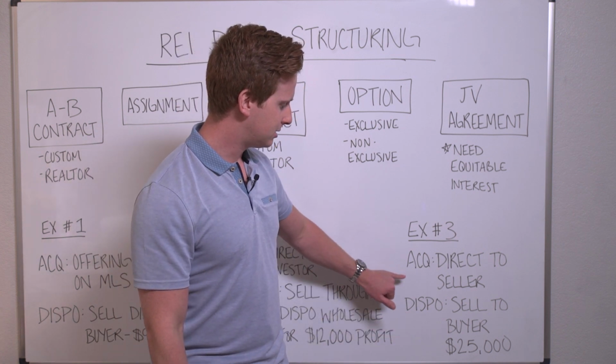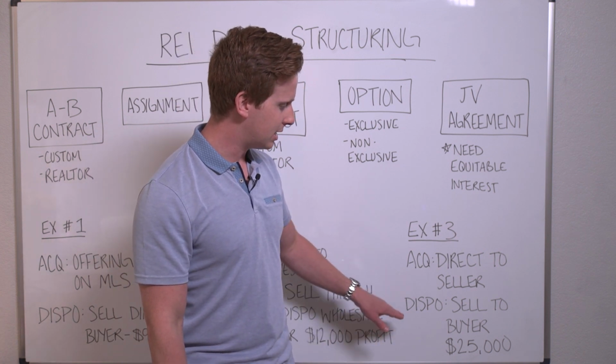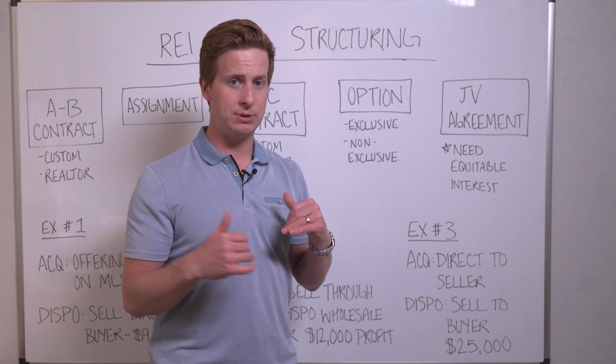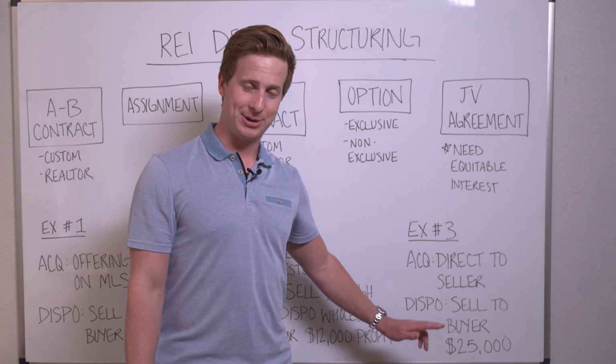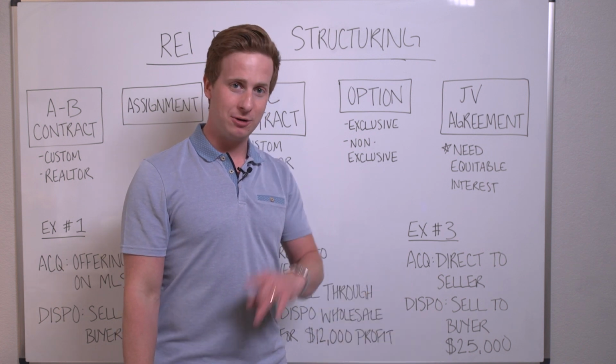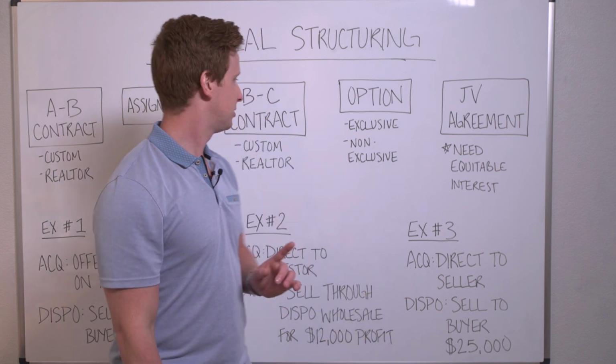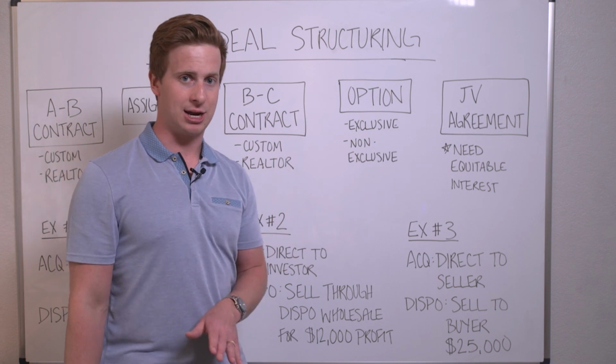So we did a custom A to B contract, and then on the dispo side, we're selling to our buyer. Normally we would default to an assignment, but we are making 25 grand here, which is over our $20,000 limit. So that's when we're going to switch to a B to C contract, right?